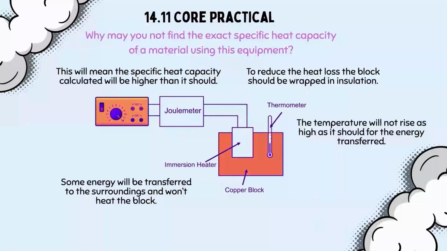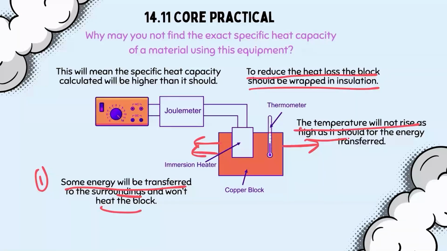Okay, why might you not find the exact specific heat capacity of a material using this equipment? So look, to reduce the heat loss in the block, you can wrap it in an insulating layer. Some of the heat energy will be lost to the outside. So some energy will be transferred to the surroundings and won't heat the block. So that energy is lost. The temperature will not rise as high as it should for the energy transferred. So if you wrap this up with an insulating layer, more energy will go towards heating up the block. So this means that the specific heat capacity that you've got will be higher than it should be.